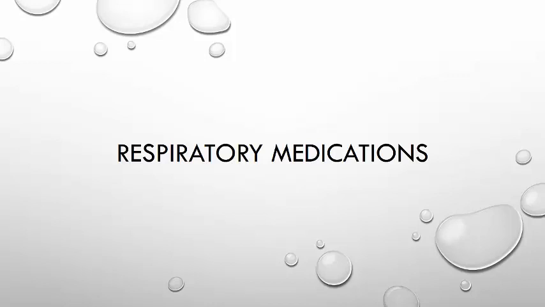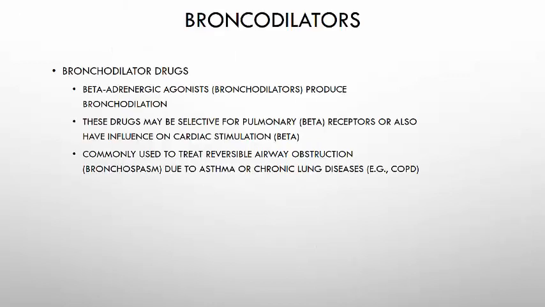Alright, we're going to go over some respiratory medications. We are going to start with our bronchodilators or our beta agonists. So if you need a refresher, go back. There's some videos on your alphas and your betas and what they do, the agonist, antagonist, and all the different things that they do within the body.